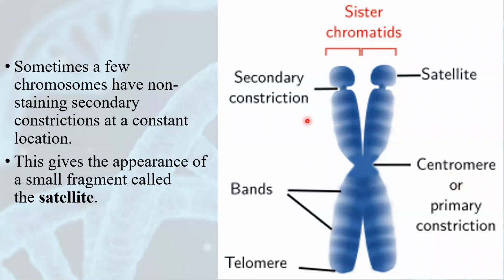This is the structure of a typical chromosome, a well-developed condensed chromosome. Sometimes some chromosomes have a non-staining secondary constriction. The centromere is called the primary constriction. Sometimes secondary constrictions are also present. You can see here, see this one and this one. At a proper, constant location they will be there. Now when these constrictions are there, it will give the appearance of a satellite. You can see this is looking as if it is a satellite of this chromosome. So this type of arrangement is called a satellite arrangement. These are the secondary constrictions.